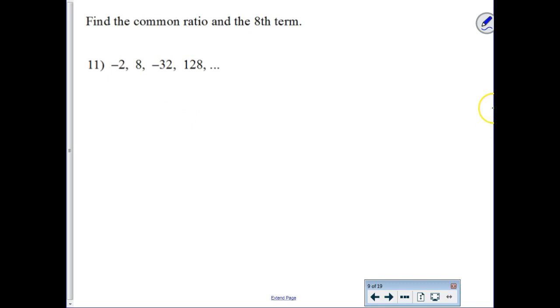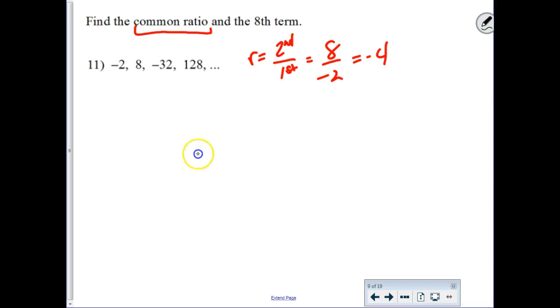So here, they give me the start of a sequence. They say find the common ratio, so that notation right there tells me that we have a geometric sequence. So to find the common ratio, you can either think really hard, or you could use your little formula where you take the second term and divide it by the first term. So 8 divided by -2 is -4. And then it says to find the 8th term. Well, it's up to you guys.